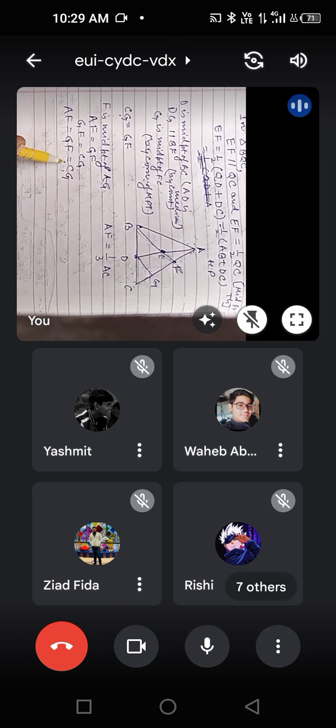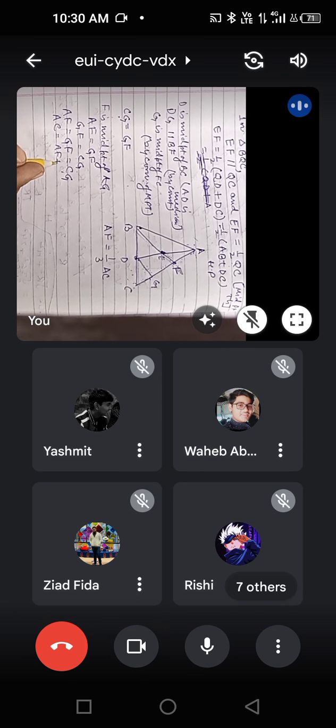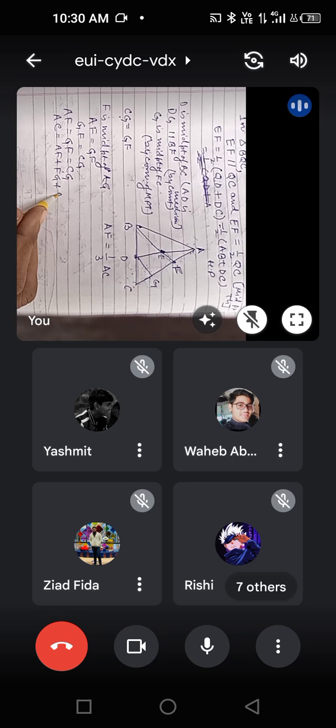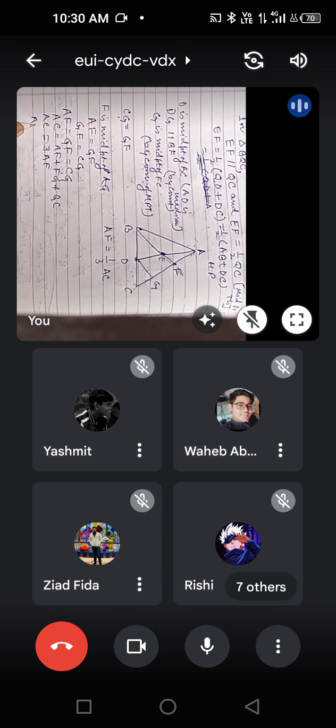So if all these three are equal, that means AC is equal to AF plus FG plus GC, and all three are equal. So this is also AF, this is also AF. So you can write this as 3 times AF equals AC. If you divide by 3, you will get AF is equal to one third of AC. Hence proved.